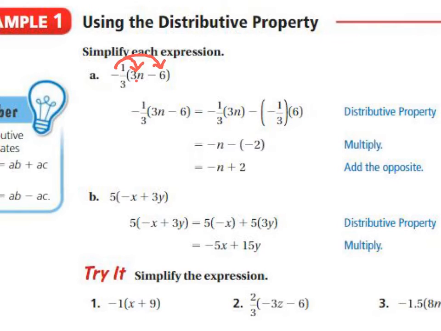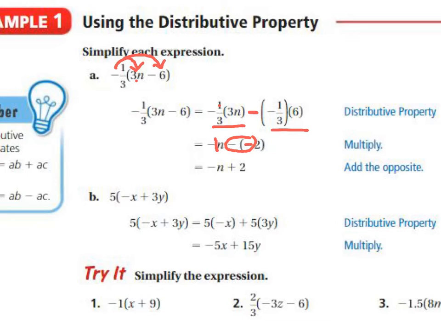So I've got negative 1/3 times 3n right here, minus negative 1/3 times 6. Now it's important to remember a negative 1/3 times a 3 is just 1. They cancel each other out. So I could put a negative 1 here. And then a negative 1/3 times 6 is 2, but it keeps its sign as negative. So now remember from before, minus a negative is the same thing as a positive. So you're left with negative n minus 2.